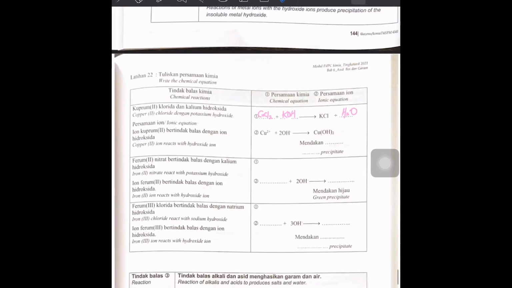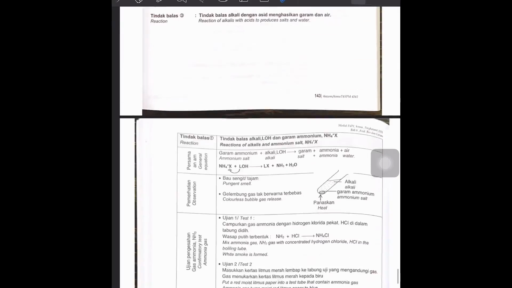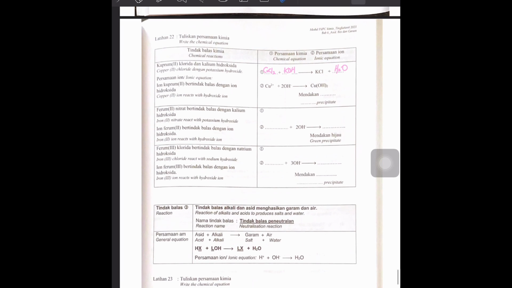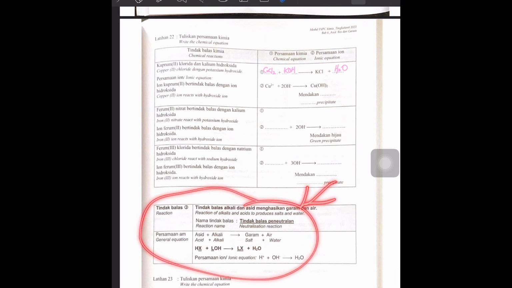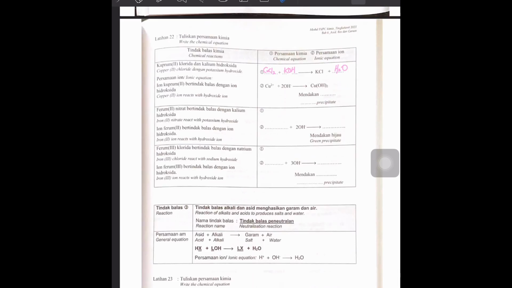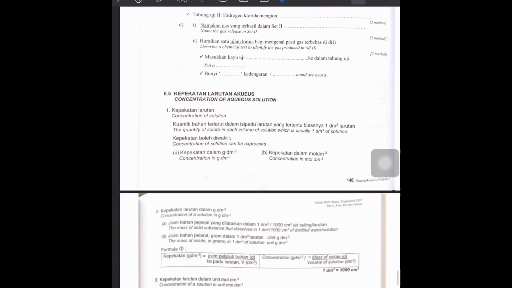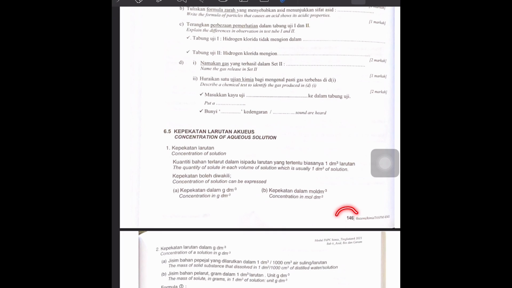So in this short notes from module Cikgu Azami, you actually have learned 3 types of chemical properties of acid and also alkali. Okay, I hope you can understand. Always refer to this one. Always refer if you forgot already. And then you will need to answer soalan 24 as well. Okay, in page 146. That's all for today.